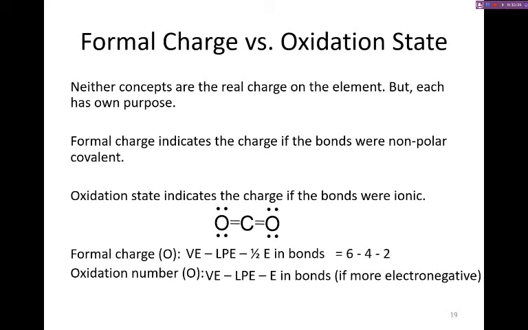For example, oxygen has 6 valence electrons. There are 4 lone pair electrons, and then there are 4 electrons in the bonds here. It gets half of those, which is 2. That would give us a formal charge of 0. However, if we determine the oxidation number for oxygen, it's going to be the valence electrons, 6, minus those 4 electrons in lone pairs, and it gets all of the electrons within the bonds because it's the more electronegative element. That would give it an oxidation number of -2 here.